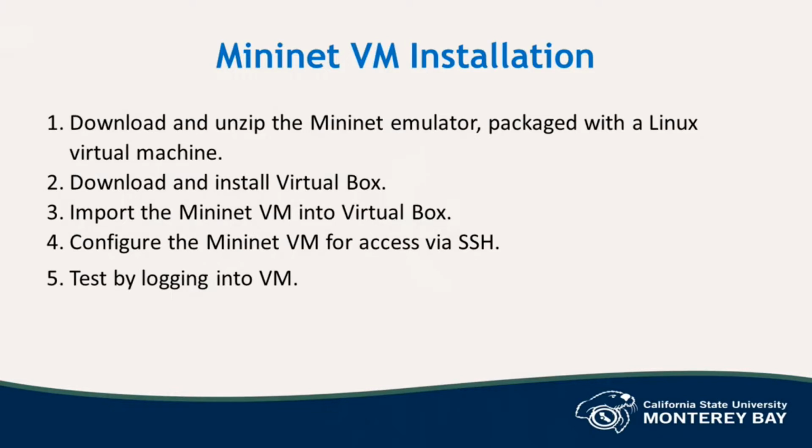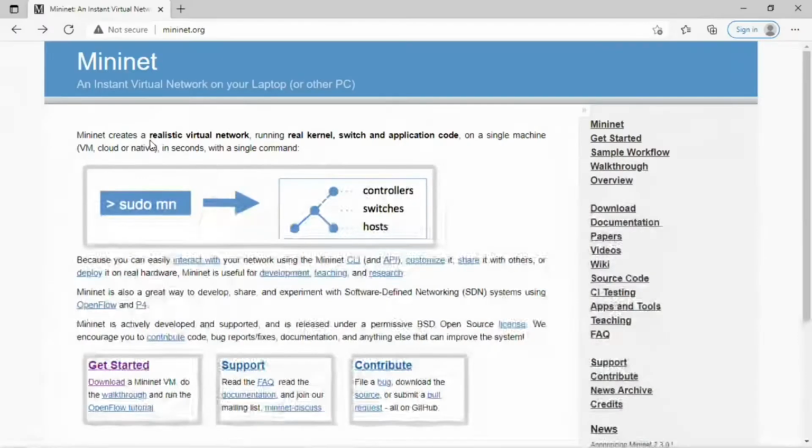The installation steps are, first, download and unzip the Mininet emulator, which is packaged with the Linux virtual machine. Next, download and install VirtualBox. Third step will be to import the Mininet VM into VirtualBox. Then, configure the Mininet VM for access via SSH. And finally, test by logging into the VM.